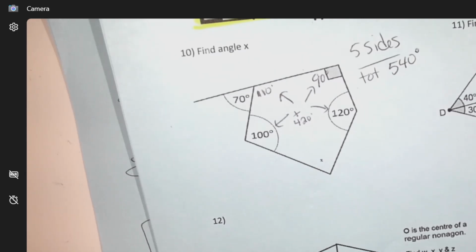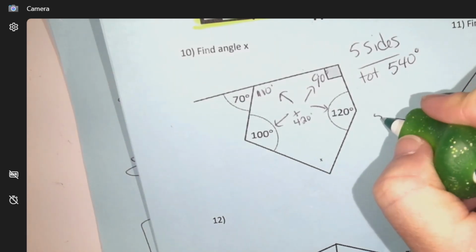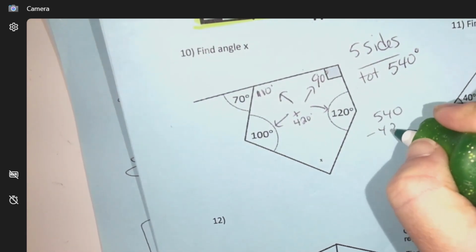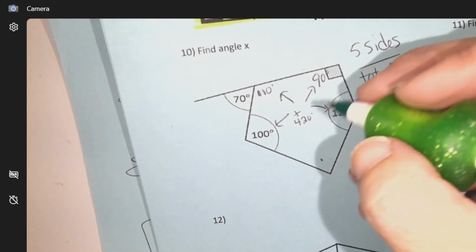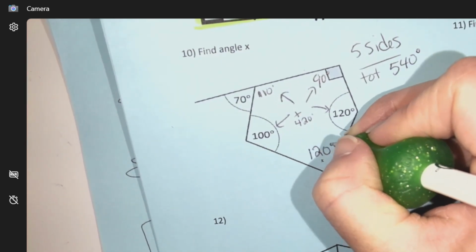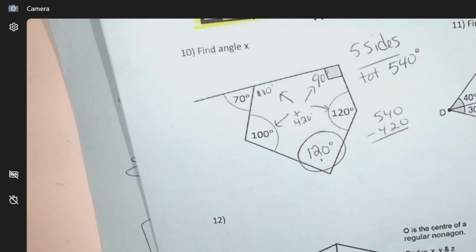Okay, did you get up to 420 with all that? So 540 minus 420 means that the last one is 120 degrees to go.